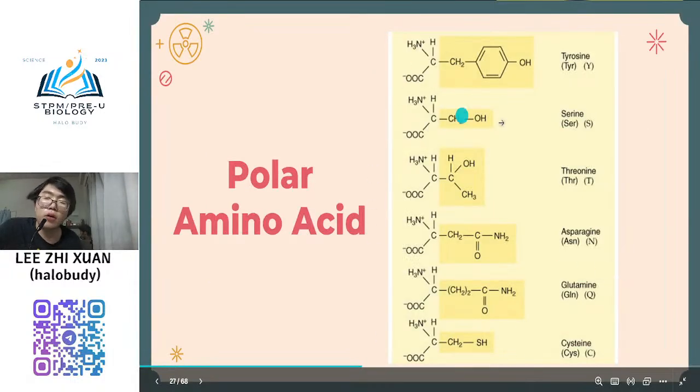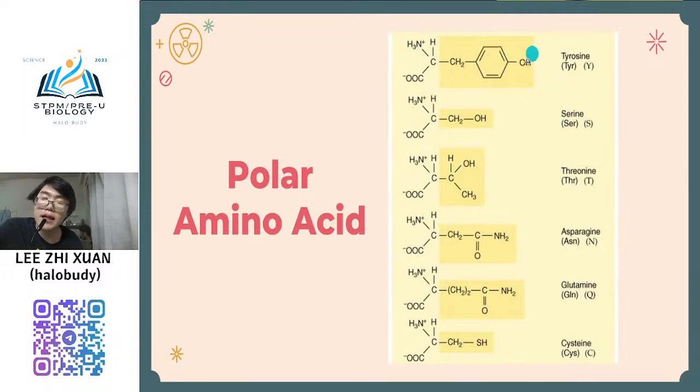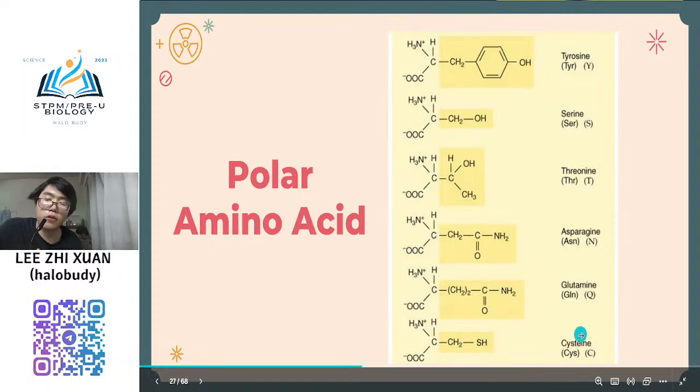So all the polar amino acids, including tyrosine and serine, you can see they have a hydroxyl group. The hydroxyl group is a polar group. And they also have a carbonyl group, an amide group, and also a sulfur group here.